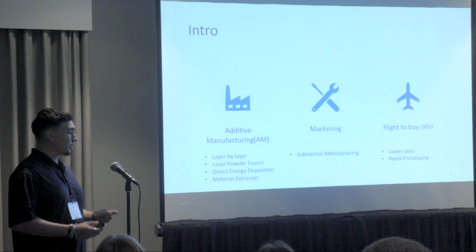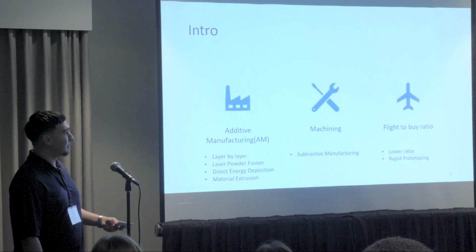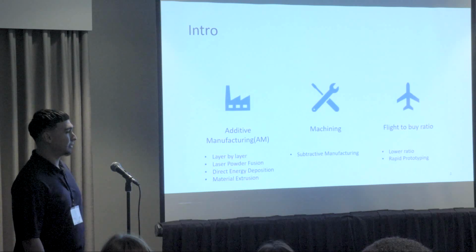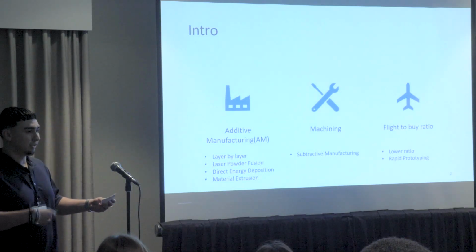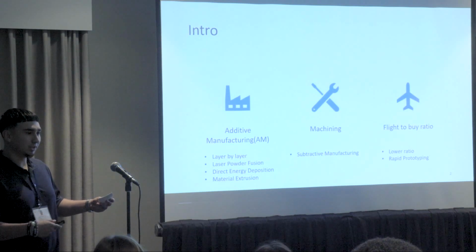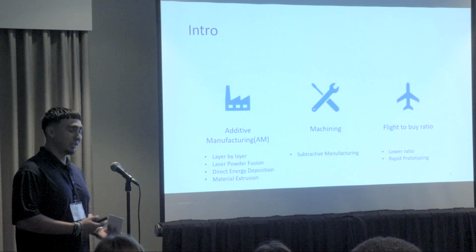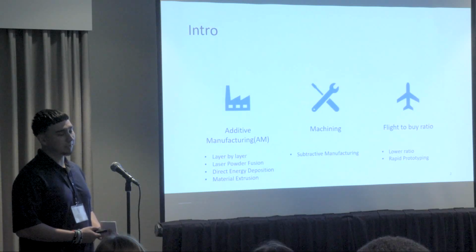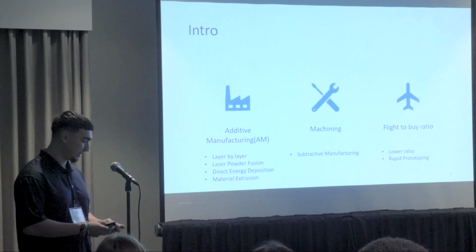Then we have traditional methods of manufacturing, for example, machining. An example of machining is subtractive manufacturing. You take a block of material and you remove material little by little until you get your part out. It's pretty wasteful and time consuming, but you get a quality part that's strong and able to withstand forces.